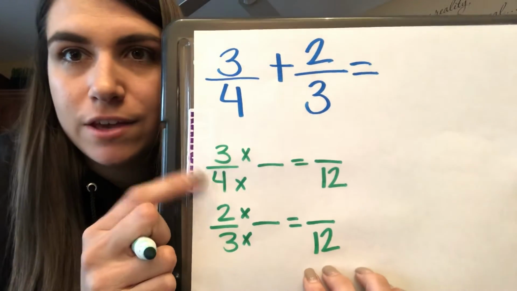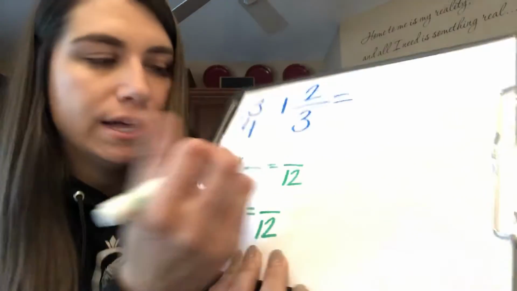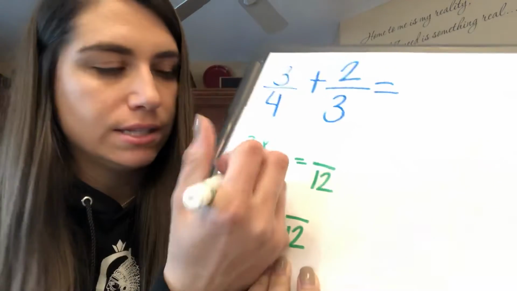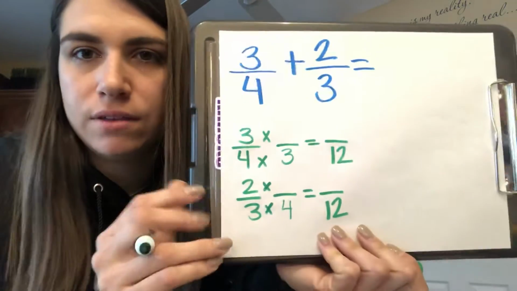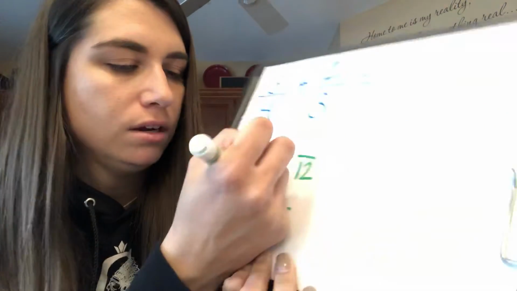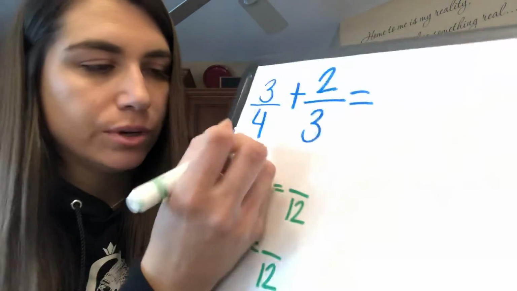So for this one I don't have to do that. I can make it 12, right? Because they both multiply to get 12. So what times 4 gives me 12? Well, that's gonna be 3. And then for this one, 3 times 4 is gonna give me 12. So whatever I do to the top, I have to do to the bottom, right? So 4 and 4 is gonna go here, and 3 and 3 is going to go here.